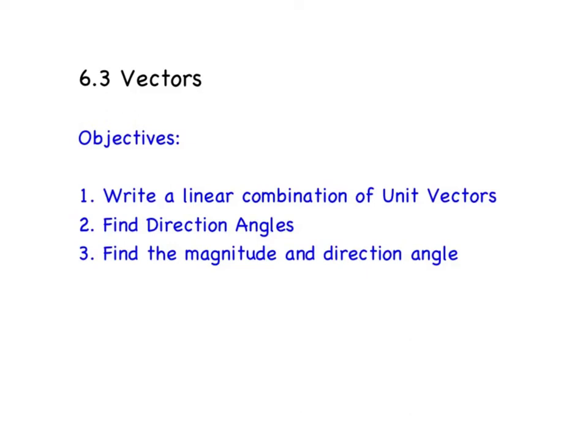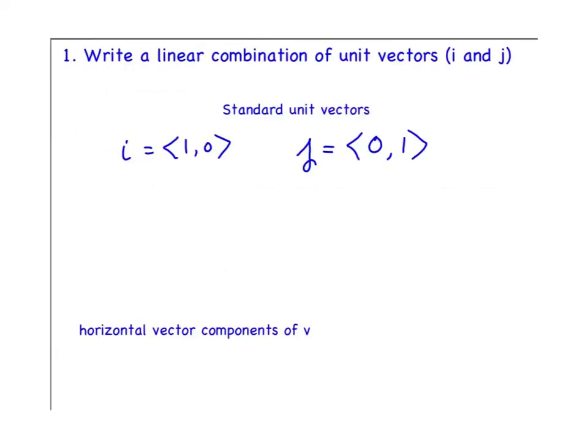Okay, here are the objectives for this video. We're going to write a linear combination of unit vectors, find direction angles, and find the magnitude and direction angles. We've already done some of this in class, but I wanted to go over some of what was behind the linear combination of unit vectors i and j.